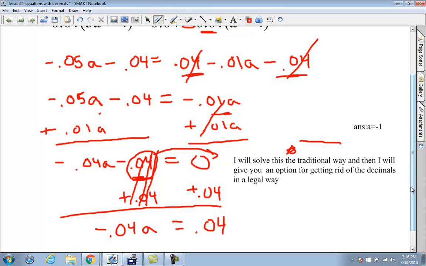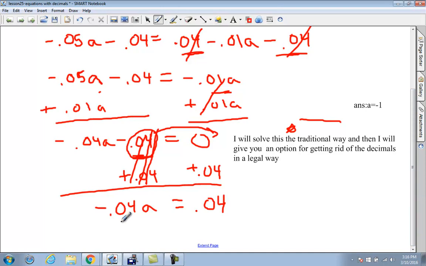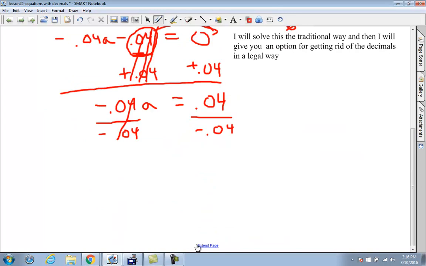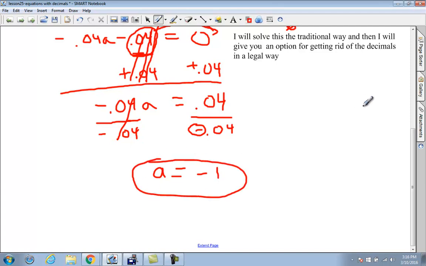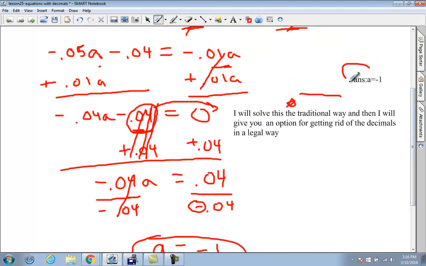And we know we use the division property of equality to solve for a. So we divide by the very coefficient that's in front of it. So divide both sides by negative 0.04. And then, voila, we know that anything divided by itself is 1. So 0.04 divided by 0.04 is 1. The fact that you've got a positive divided by a negative just makes it negative. So voila, negative 1.